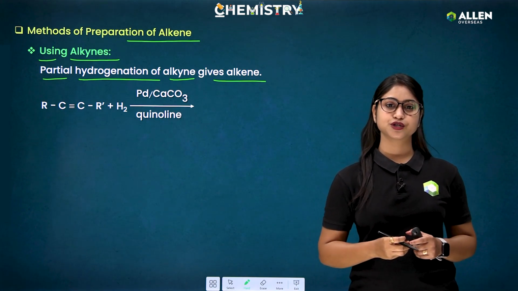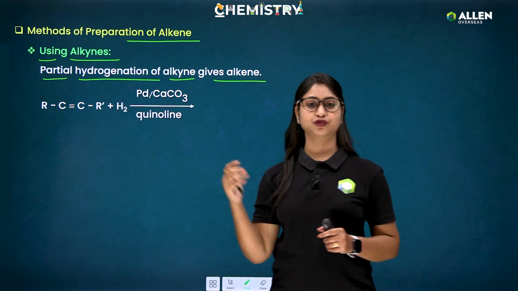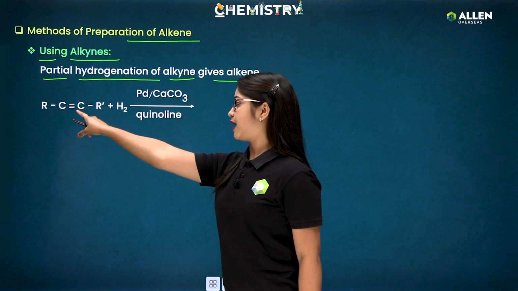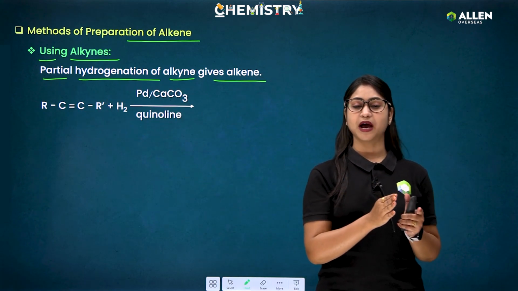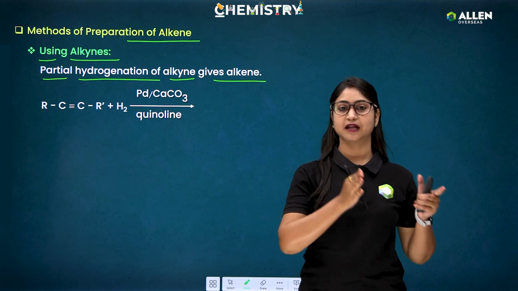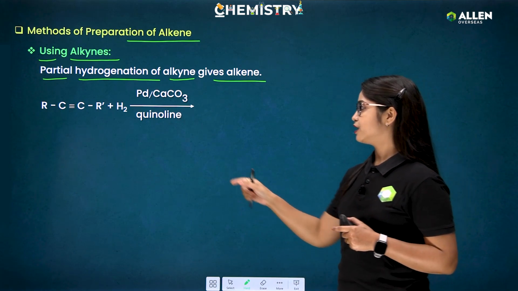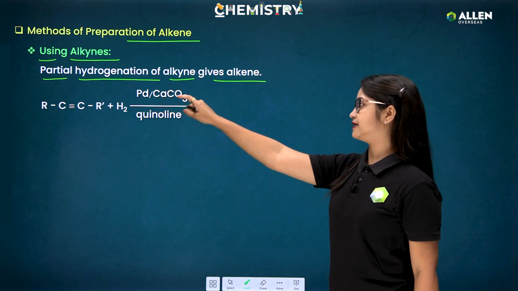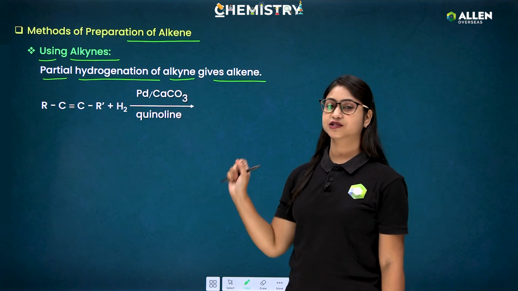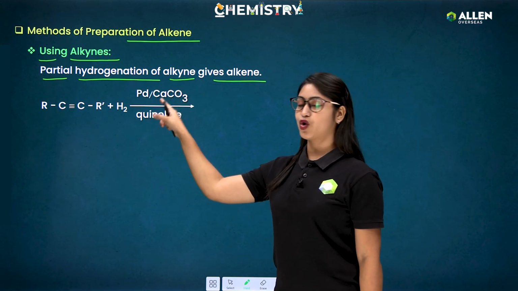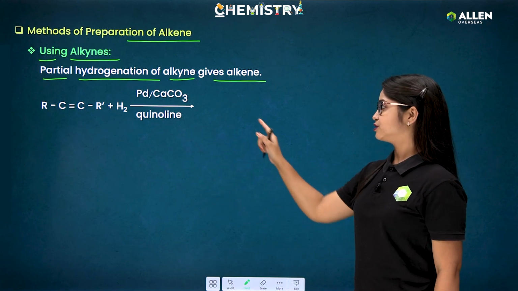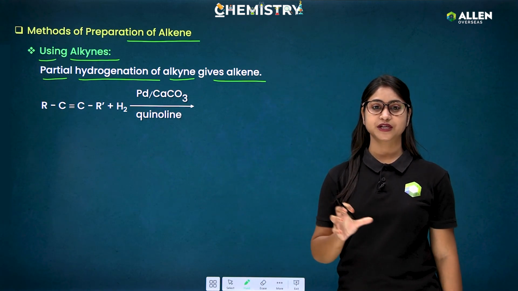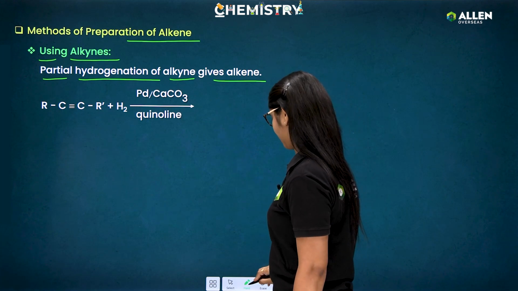Partial hydrogenation means in alkyne you have 3 bonds, 2 pi bonds. So only 1 pi bond will be broken, the other pi bond will remain as it is. That means alkyne will be converted to alkene. The first reagent that we are using here is hydrogen gas in presence of palladium metal on calcium carbonate in presence of quinoline. This reagent is called Lindlar's catalyst. So in presence of this catalyst, what will happen? Cis alkene is formed here as a product. Cis alkene will be formed.